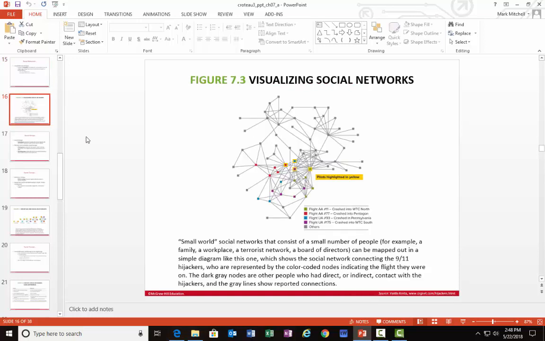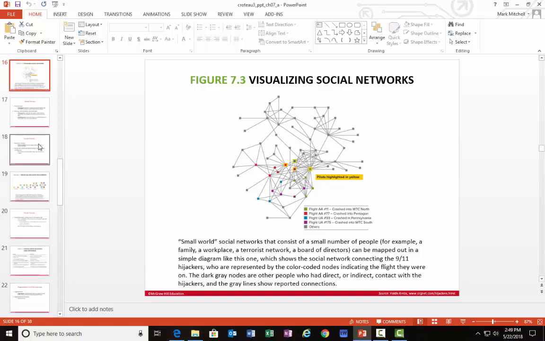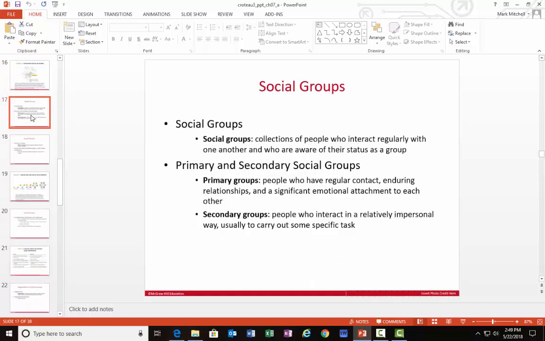As we move on here, it gives us a good example of some of the attackers on 9/11, and they have actually tried to look at their social network. It's kind of a little hard to understand, but you can see the hijackers that are highlighted in yellow, and then their relationships, whether they were close or far, to all the other contacts that are on this figure.